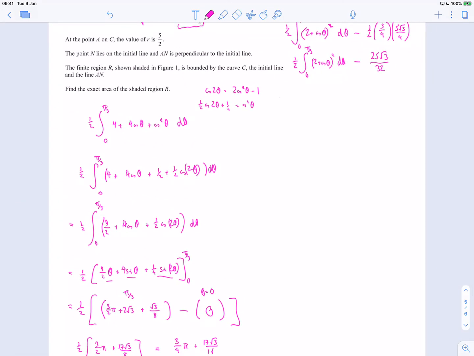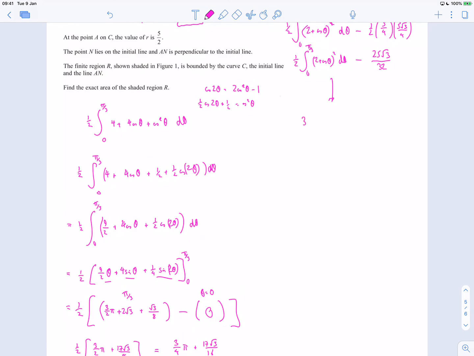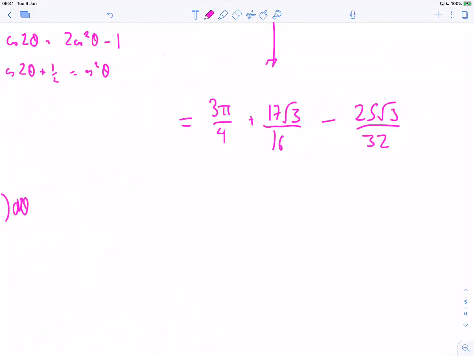So if I back it up, coming on from here, we've actually got 3 quarters of pi plus 17 root 3 over 16 minus 25 root 3 over 32. Remember, we had to take away the triangle. 16 is 32nds, if you want to call it that. At least I have a common denominator. I can times this by 2, top and bottom. 17 times 2 is 34, that's 32.